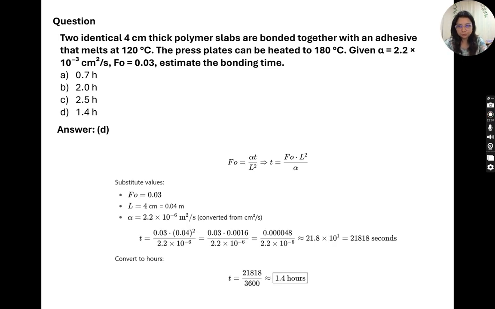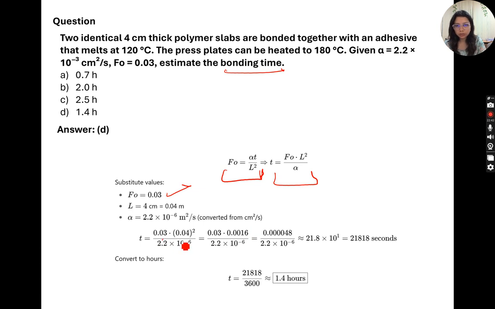Here we have a formula which says the Fourier number F is alpha t over L squared. Because we need to calculate the bonding time, the formula will be t equals F naught L squared over alpha. We have the value of F naught, which is 0.03, L, which is 4 centimeter, and alpha, which is 2.2 times 10 raised to power minus 3 centimeter squared, or we can convert it to meter squared also. And this is the formula.